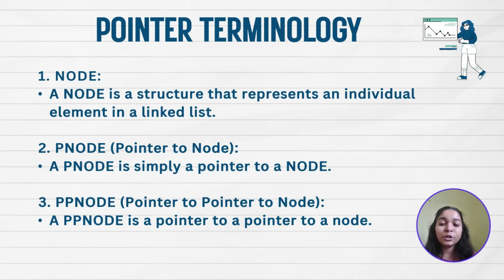Then PPNODE means pointer to pointer to a node. A PPNODE is a pointer to a pointer to a node. It is typically used when you need to modify a pointer to a node, such as modifying the head of the linked list. So these are the basic terminologies of node, pnode, and ppnode. We'll discuss this in detail when we actually use it in code. So these are the basics of pointer nodes.